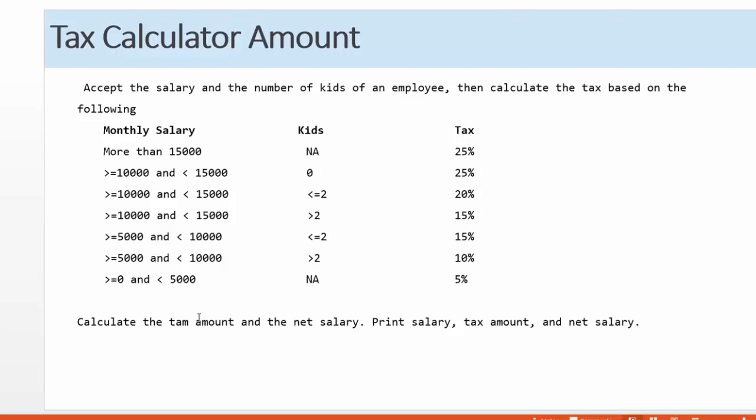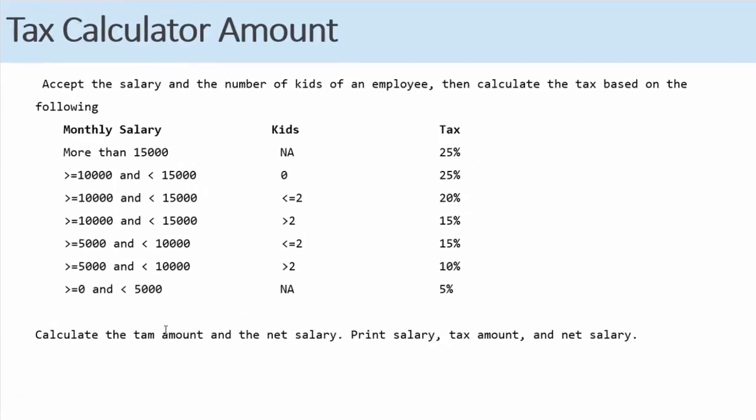In this example, we're going to calculate the amount of tax an employee has to pay. It depends on two things, the salary and the number of kids. If you look at the table here, if the salary is more than 15,000, it doesn't matter how many kids he's got. He's going to pay 25%. If it's between 10,000 and 15,000 with 0 kids, he's going to pay also 25%. But if he's in the same range with kids less than or equal to 2, he will pay 20%.